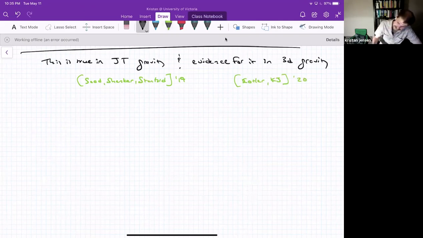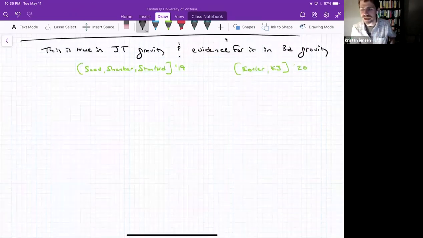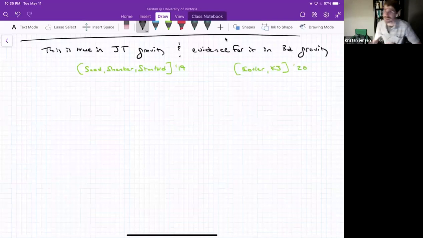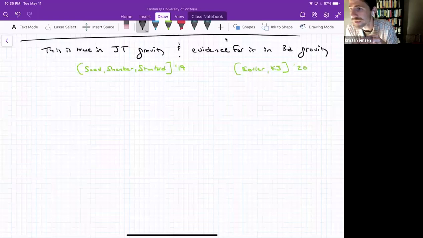How does it work in JT? Well, one of the things that Saad, Shenker, Stanford established is that JT is a consistent theory of quantum gravity, and it's dual to a random matrix theory.